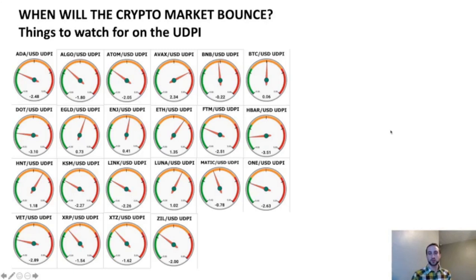In this video, I'm going to show you how to use these UDPI risk indicators that you see up here on the screen to try to answer the question that everyone wants answered right now, which is, when will the bleeding stop? When will the market bounce and start to recover to the upside? And I'm going to do that by looking at all 22 of these UDPI risk indicators that we built and monitor here on the channel.